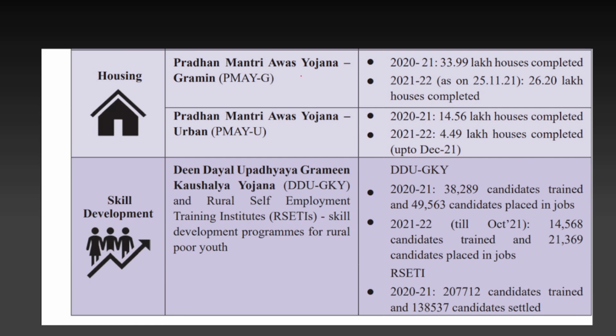So one more thing is Pradhan Mantri Awas Yojana. It is about Awas, which means house. That you should know, house. And there is urban. So one thing is in rural, one thing is in urban.